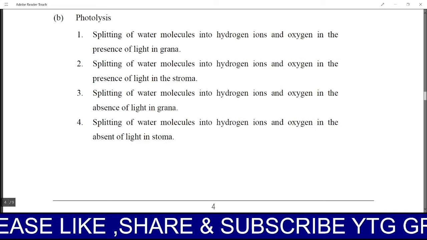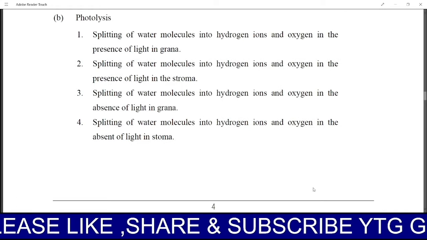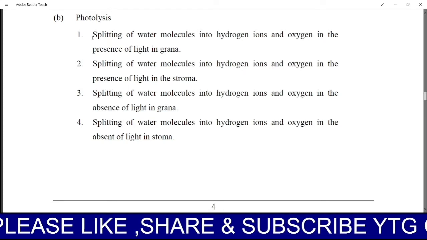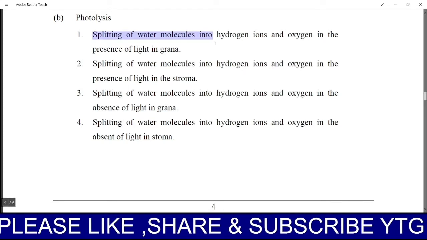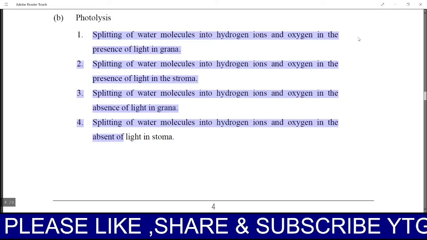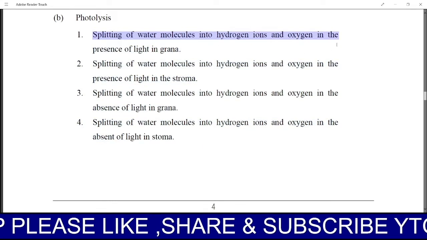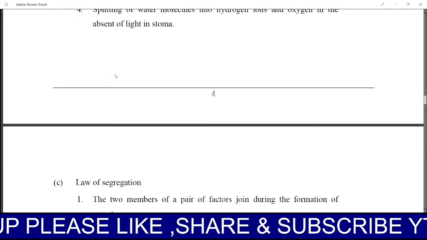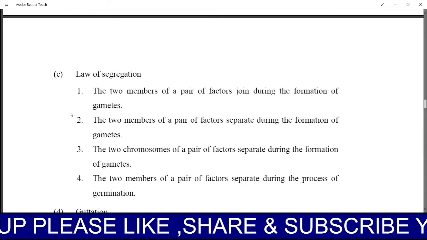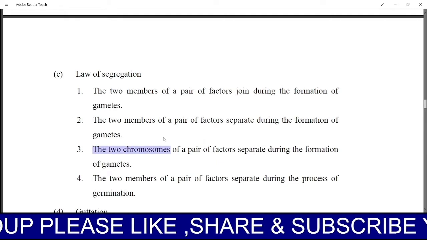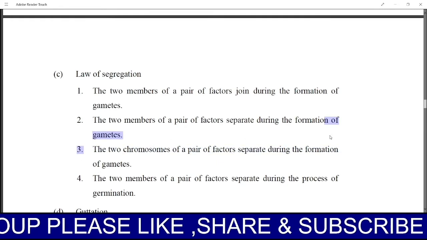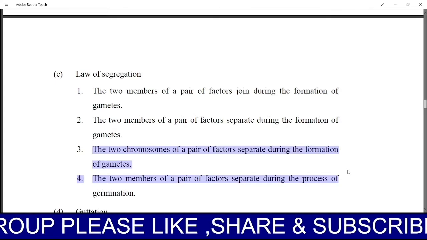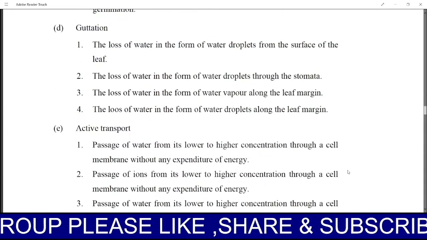What do you mean by photolysis? Splitting of water molecules into hydrogen ions and oxygen in the presence of grana is known as photolysis. Now the C1, law of segregation. The 2 factors of a pair separate during the formation of gametes, and it is known as the law of segregation.